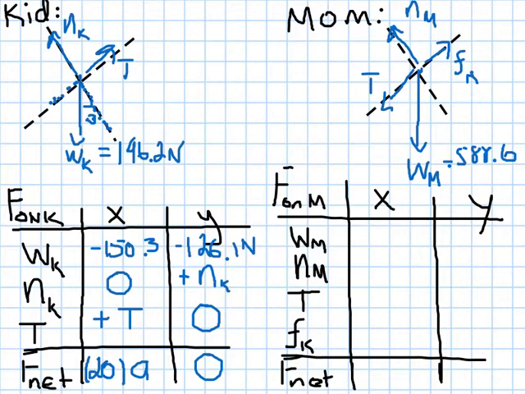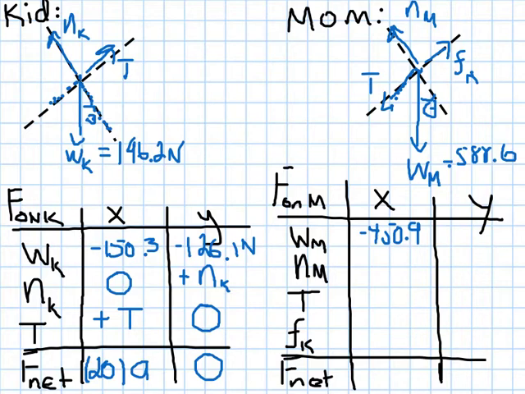Now again, just like with the kid, this weight vector is not along either axis, it's in between, which means it has components in both x and y. The x component I will again solve by taking the sine function of the angle and multiplying by that hypotenuse, which is 588.6. It points down the hill, which is going to be a negative 450.9 newtons. So that comes from 588.6 newtons times the sine of 50 degrees.